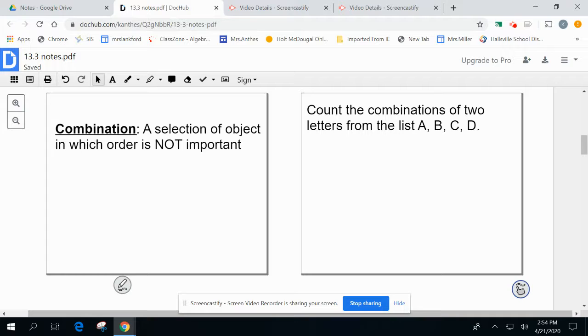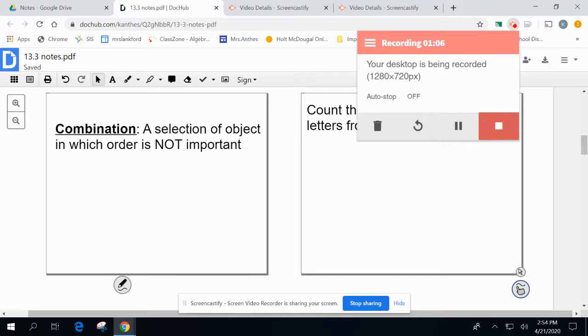So, we need to count the combination of the two letters from the list A, B, C, D. So I'm going to list out all of these letters, and I would like you to do the same thing. So pause your video and list out all the letters.